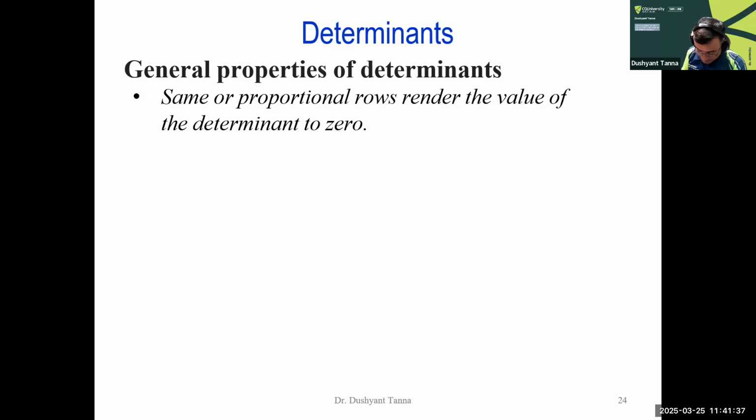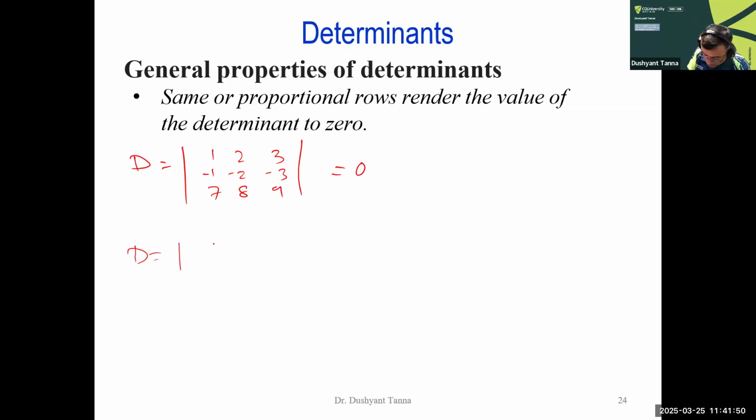So you can pick any D, like 1, 2, 3, minus 1, minus 2, minus 3, and 7, 8, 9, and see the value will be 0 once you expand it. Or you could have gone for 1, 2, 3, 5, 10, 15. Keep the number smaller. Go for 2, 4, 6. We are just verifying the property. Increasing Y, that should be 0 as well. I'll leave it to you guys. Just check that.